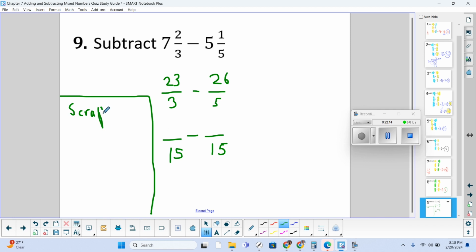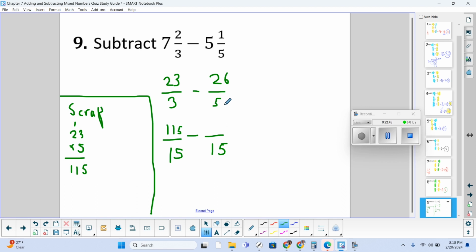All right. So 23 times 5 is what we're trying to get. 5 times 23. Sorry for my handwriting. Like I said, I'm using my mouse to write with. 5 times 3 is 15. Carry the 1. 5 times 2 is 10, plus 1 is 11. So that would be 115 over 15.